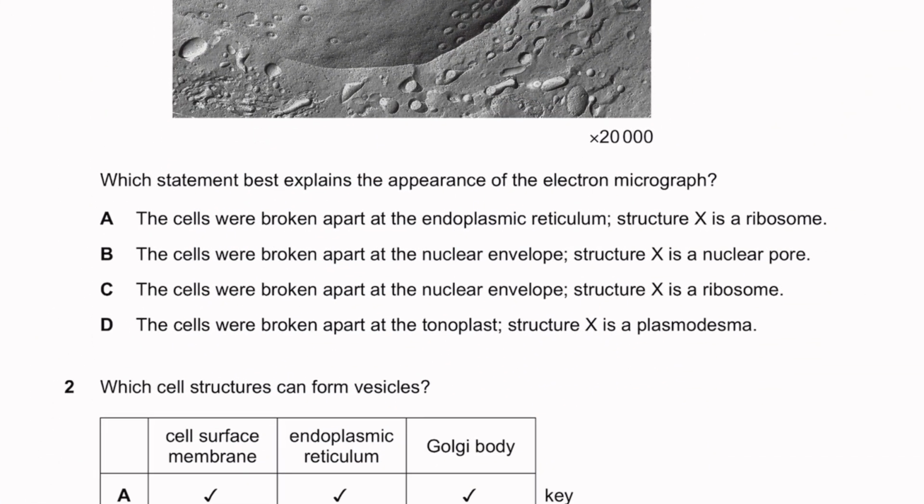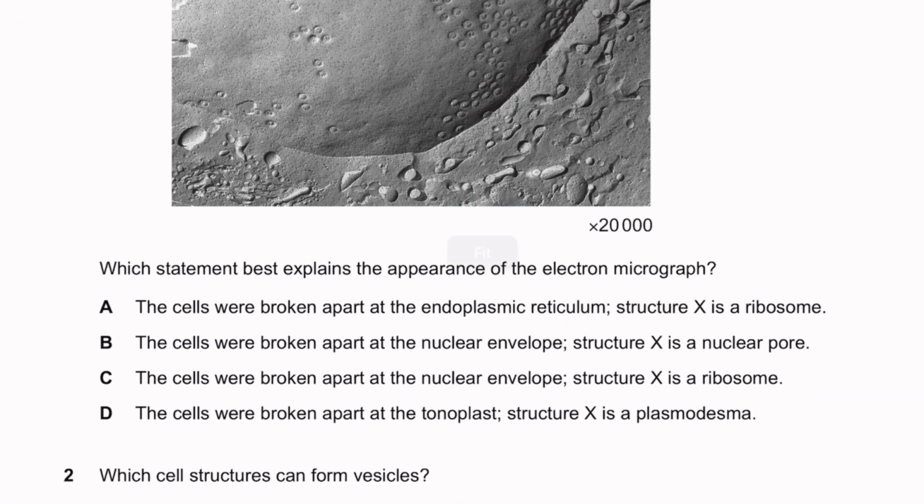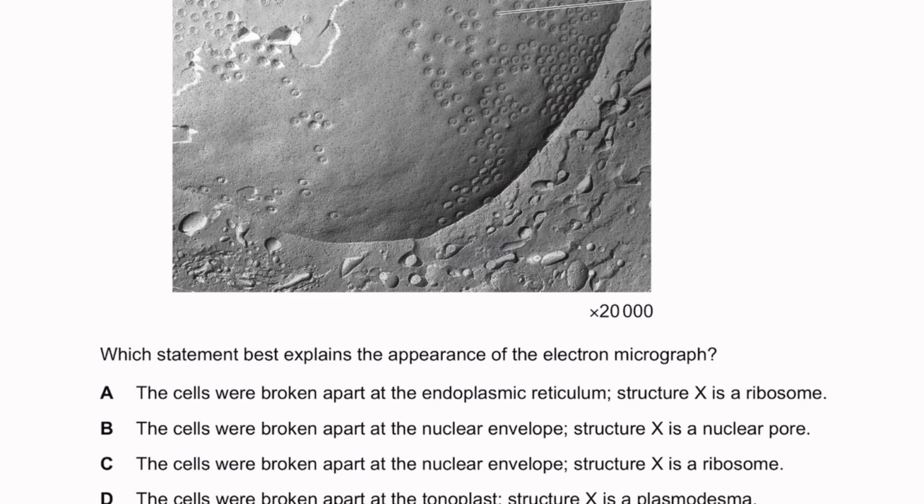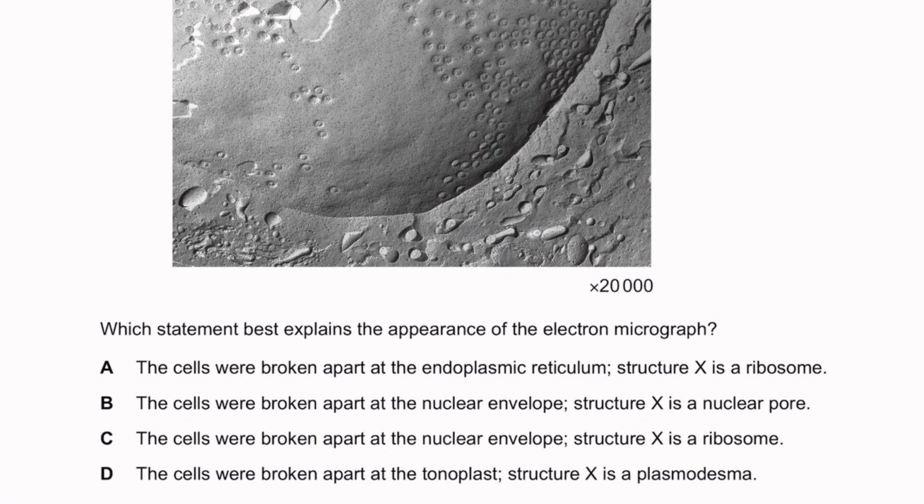The cells were broken apart at the endoplasmic reticulum. Structure X is the ribosome. The cells were broken down at the nuclear envelope, and structure X is a nuclear pore. Or the cells were broken at the nuclear envelope and structure X is a ribosome. Or the cells were broken at the tonoplast and structure X is a plasmodesmata.